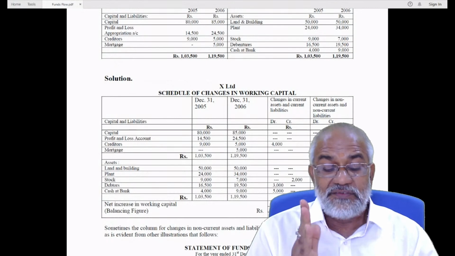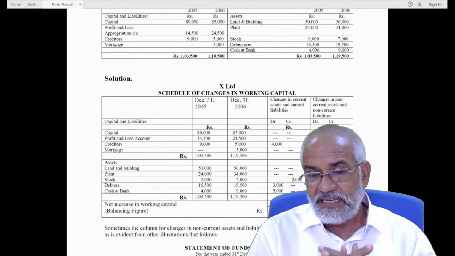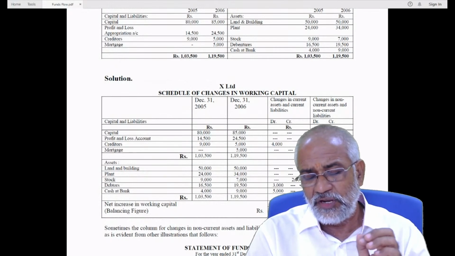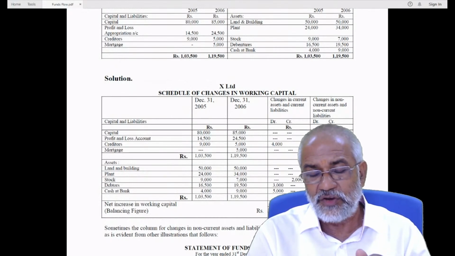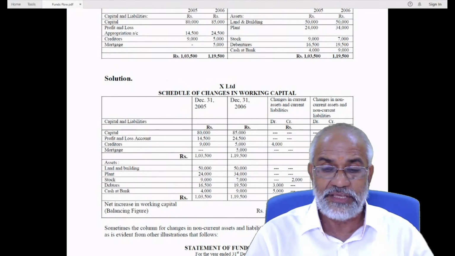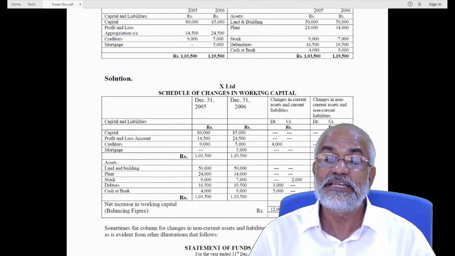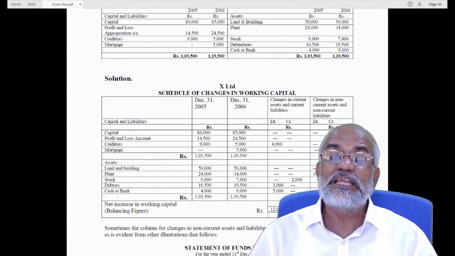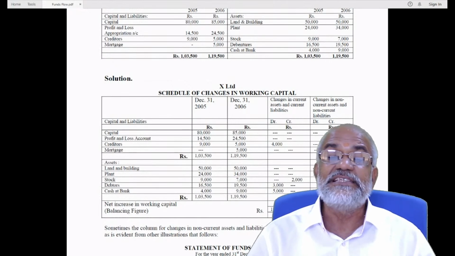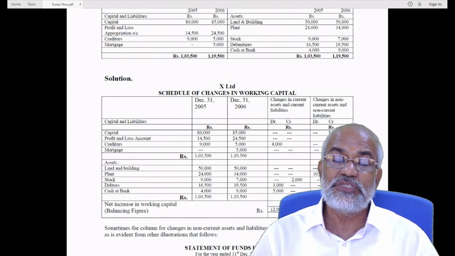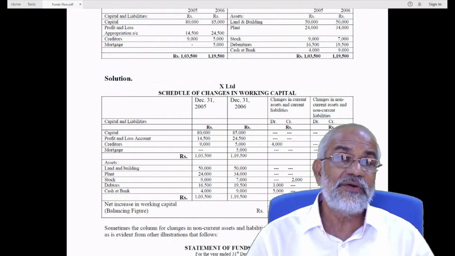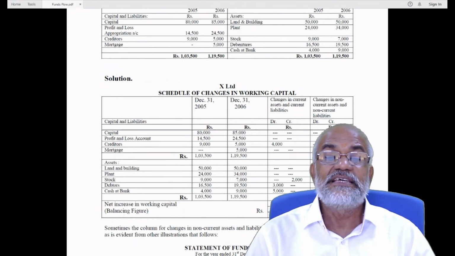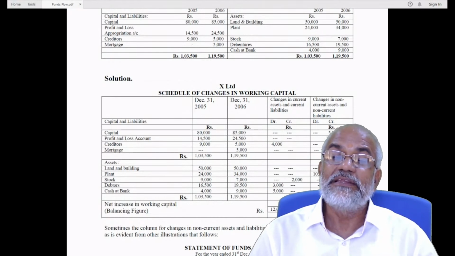So this is the first advantage of having the last two additional columns, that means columns meant for changes in non-current items or changes in non-current category, changes in non-current assets or non-current liabilities. So after preparation of the statement of changes in working capital, what is the balancing figure? This balancing figure of 10,000, which is appearing in the credit column of the current category as well as in the debit column of the non-current category, what is it? It is net increase in working capital.